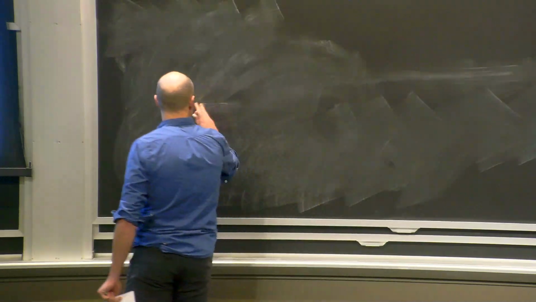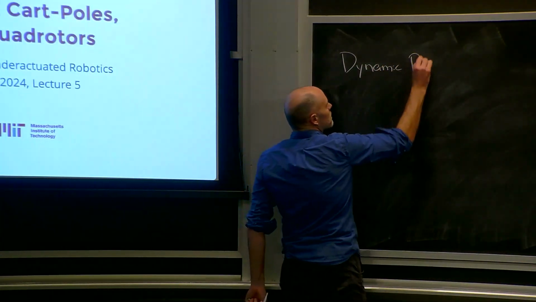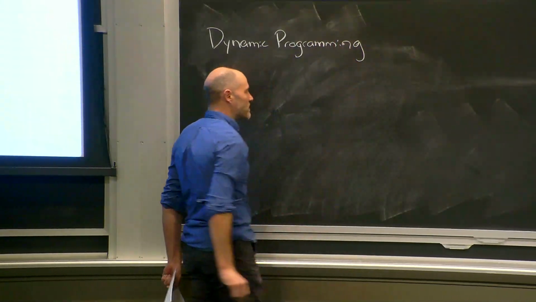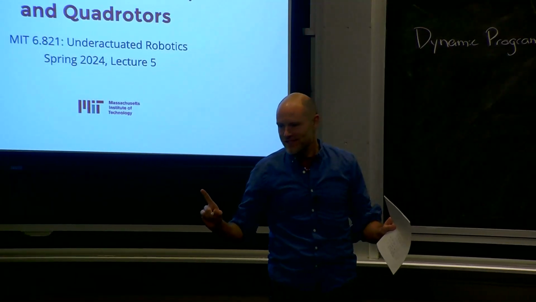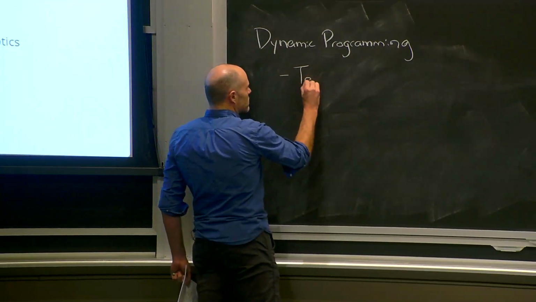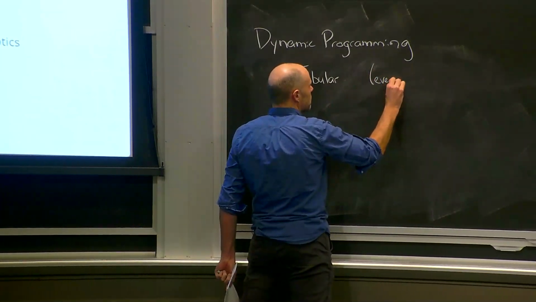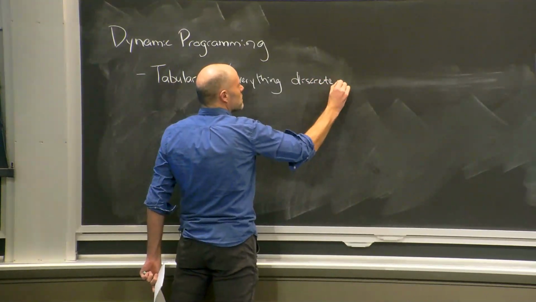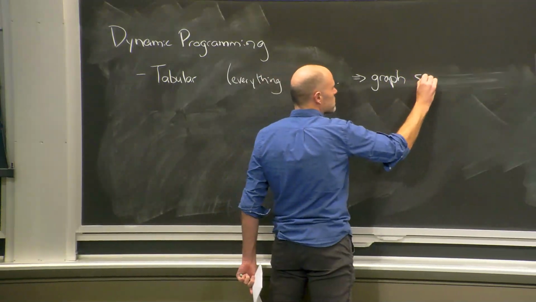So if you think about it from a bird's eye view, what did we talk about in dynamic programming? We talked about two limits where we know a lot about dynamic programming. In one limit, people often call the tabular case, that's where everything is discrete. And then dynamic programming really is a lot like graph search, right? It's a form of graph search.